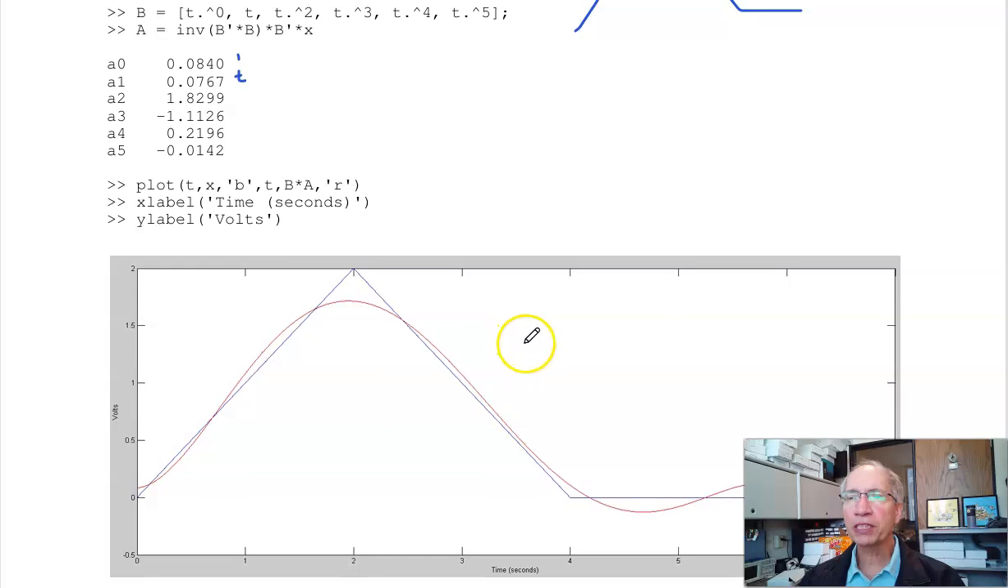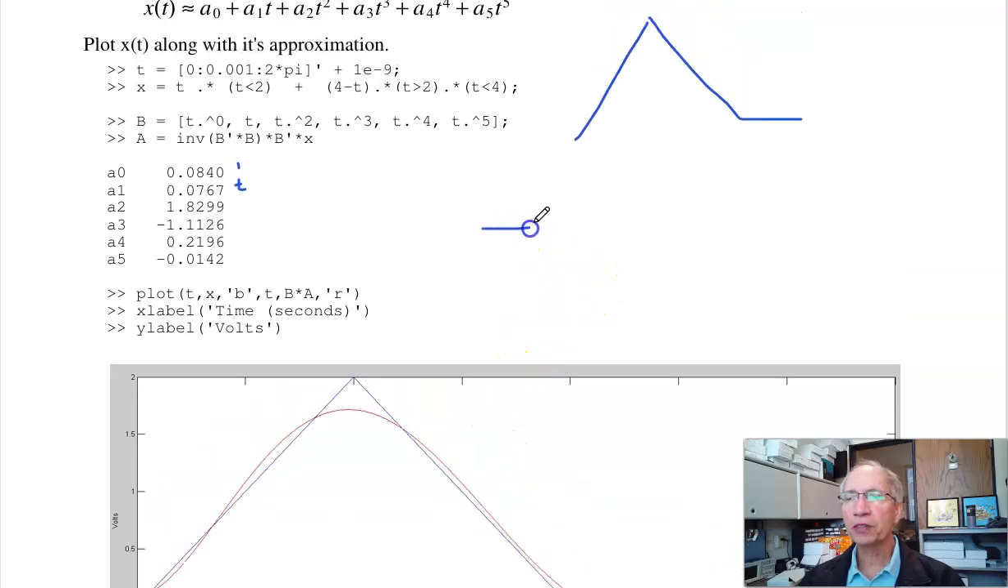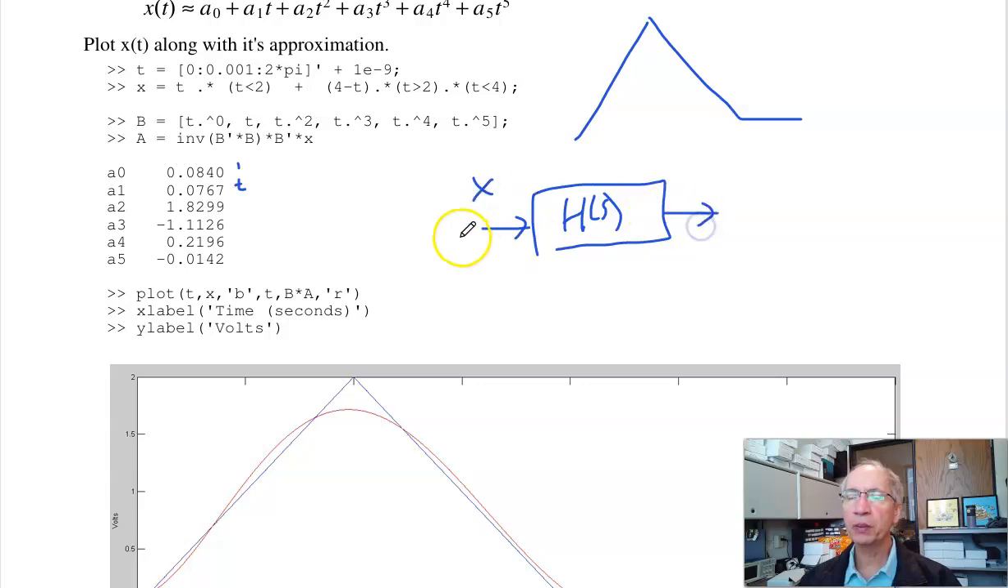This is a power series expansion. In terms of filters, it doesn't really help because I have my filter, h of s. I've got my input x. If x was a sine wave, I would know what to do. Well, x is not a sine wave. I express it as 1, t, t squared, t cubed, and so I still don't really know what the output is.